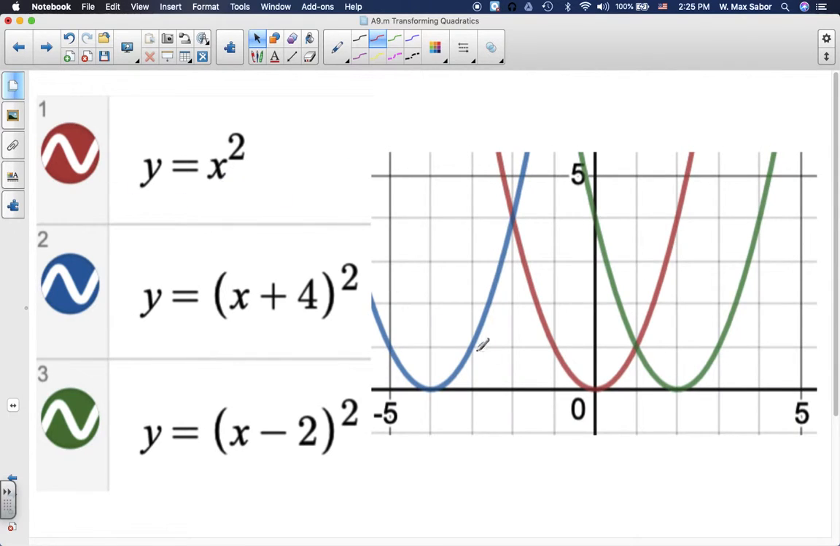So here's x squared. If we do x plus 4 squared, that moves it actually to the left 4. So if you do this inside, it's subtracting, meaning going left 4. And here we look at minus 2 is 2 in the positive direction to the right. Anything inside the parentheses goes the opposite direction of what you expect. So minus 2 is going to the right, plus 4 is going to the left.